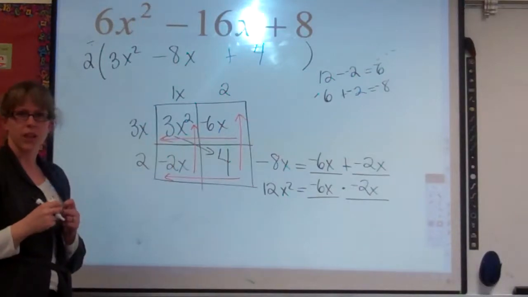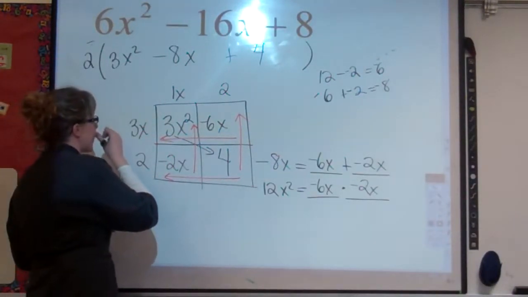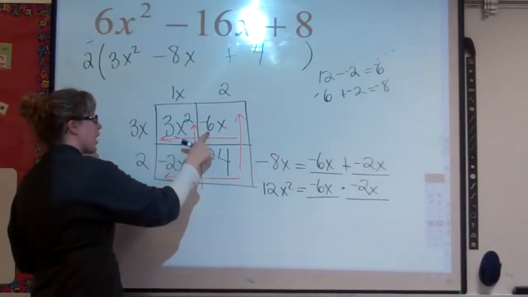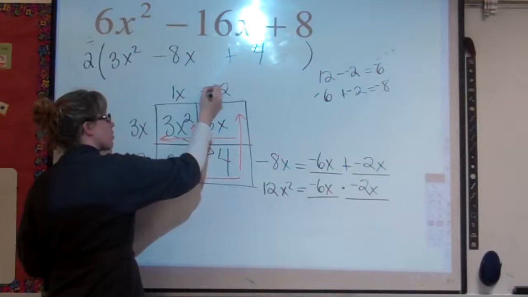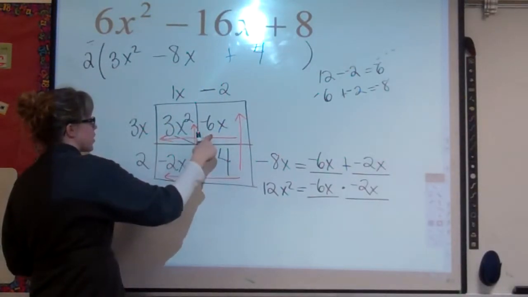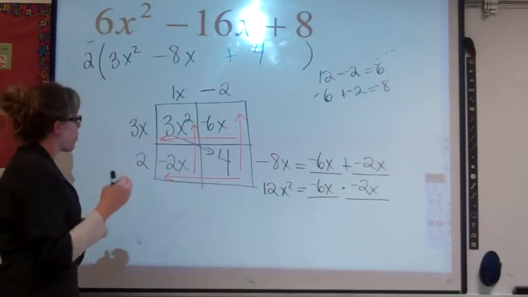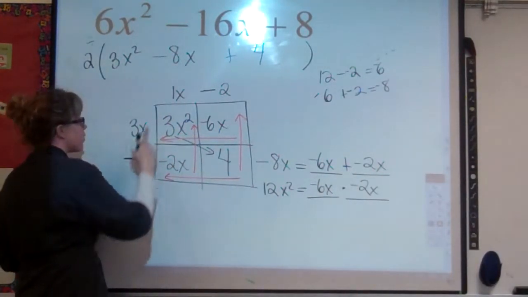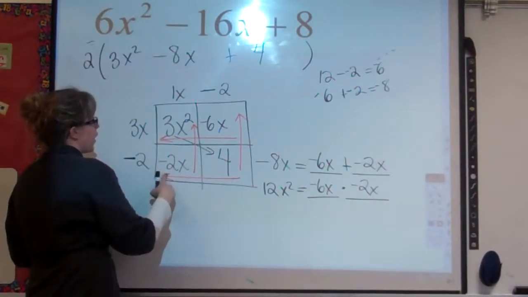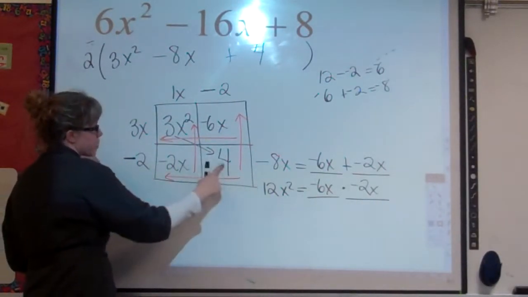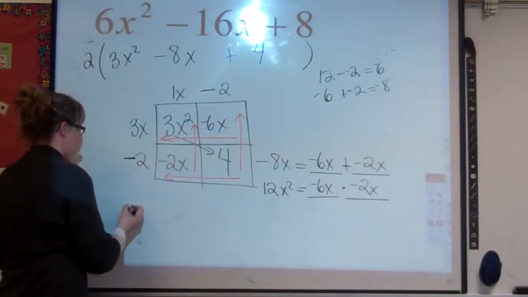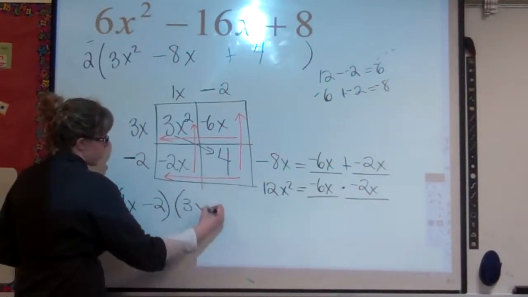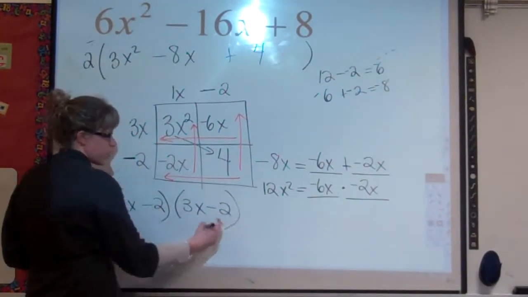Again, I double check so that I can deal with the negatives. 1 times 3 is 3, good. 3 times 2 is 6, but not negative 6. But if I made the 2 negative, then negative 2 times 3 is negative 6, that works. 1 times 2, that's not negative 2, but if I made the 2 negative, then it's still going to work. And then negative 2 times negative 2 is a positive 4, so that works. So I write my answers, 1x minus 2, and 3x minus 2, or we could put plus negative 2.